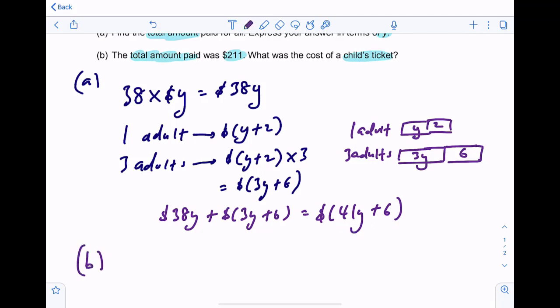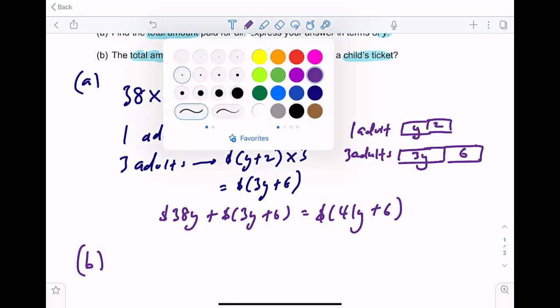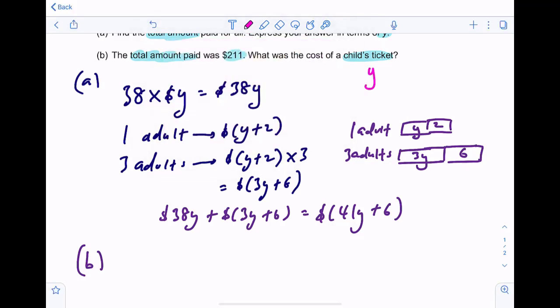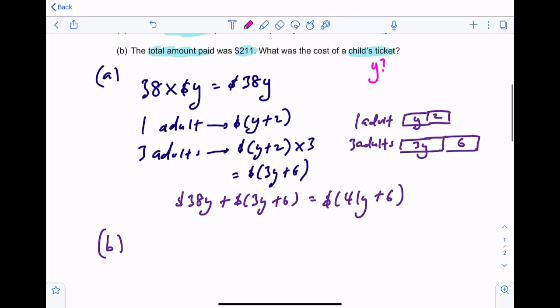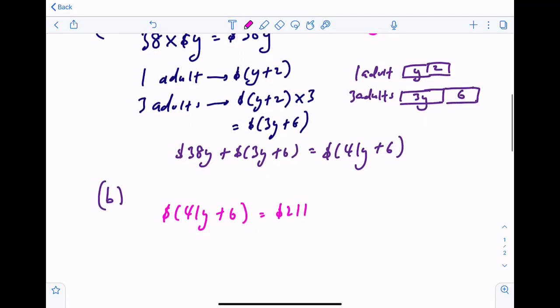Now for part B, the total amount of money paid was $211. What was the cost of a child's ticket? So child's ticket meaning, what is the value of Y? So we need to investigate that. So we know that 41Y plus 6 will be equals to $211. So 41Y will be equals to 211 minus $6.